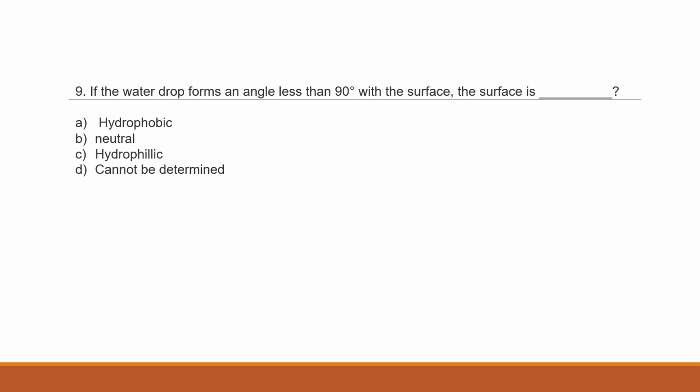Yes, if the water drop forms an angle that is less than 90 degrees with its surface, then what type of surface is it? Is it hydrophobic? Is it neutral? Is it hydrophilic? Or can you not determine it based on the information given in the question?